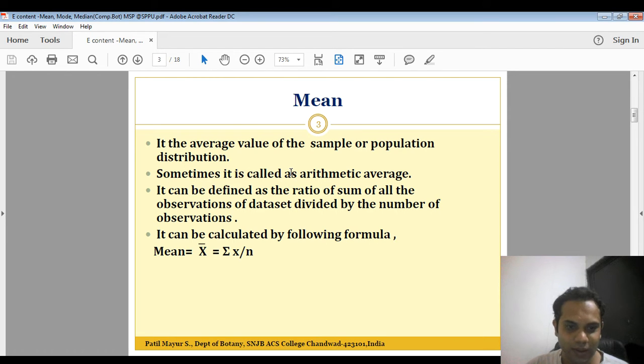The formula for the mean can be represented as x bar. X bar represents the mean or the average. So x bar is equal to summation of x upon n, where summation of x is the sum of all the observations of the data set, and n is the number of observations of the data set.